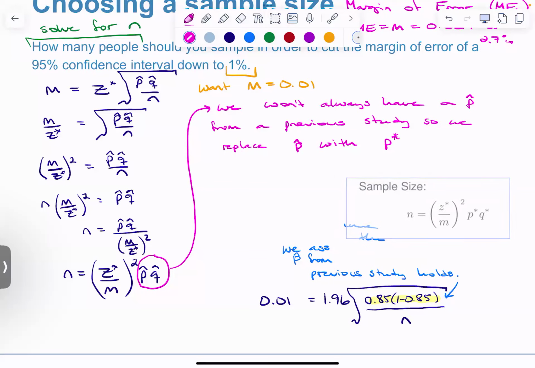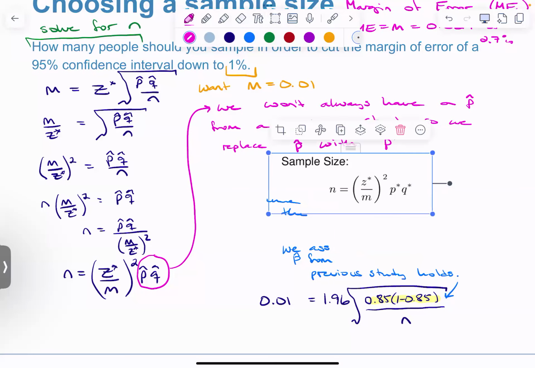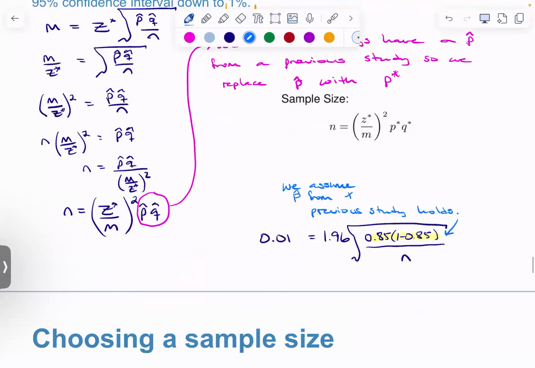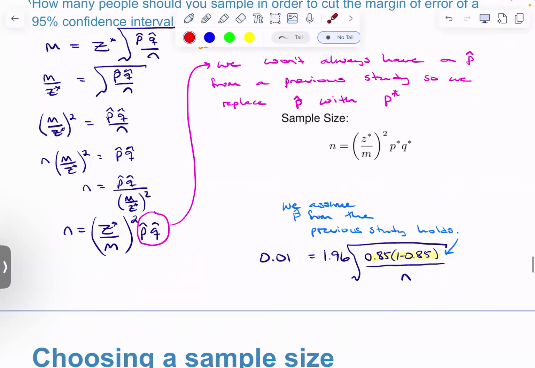Which brings me here. From the previous. We're going to have two options for p hat, right? Either we use a previous study, or sorry, p star. We use p hat, or we use 0.5 if we have no prior information.